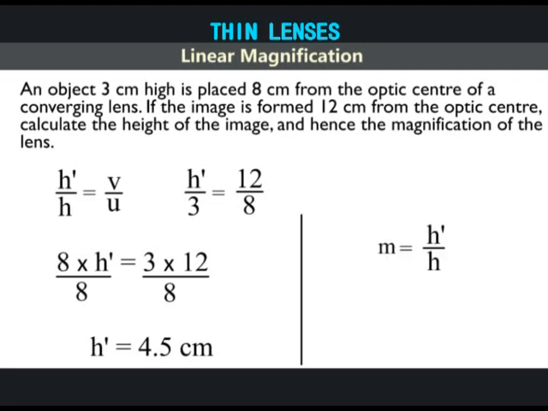Magnification will be equal to h prime over h. That is the image height over the object height. That will be 4.5 over 3, giving us 1.5. Notice that magnification is a ratio of two similar units, and so it is unitless.